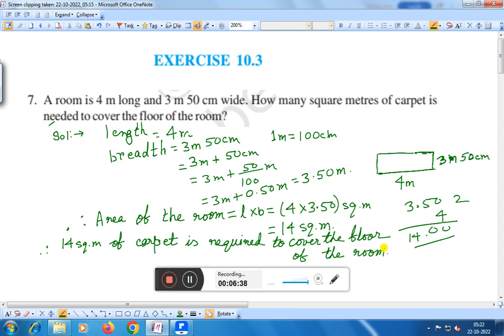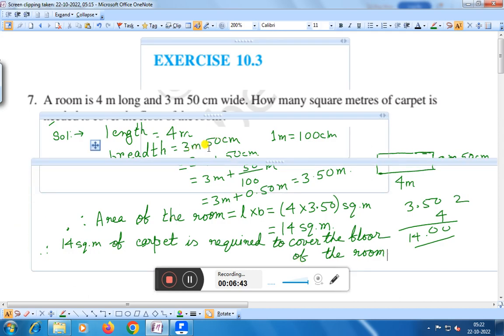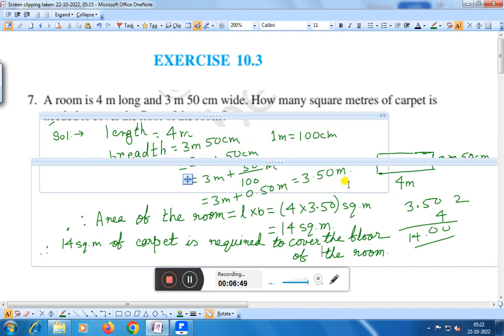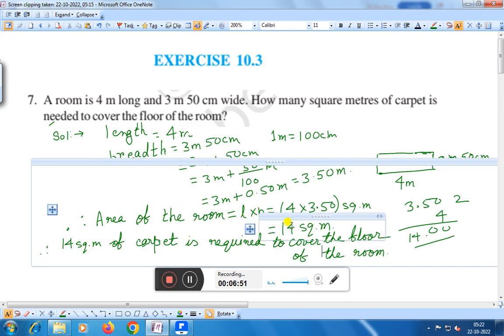Right. Now let us repeat once again that the length of the room is 4 meter, breadth is 3 meter 50 centimeter. You have to convert it into meter, that is 3.50 meter. And area of the room is length into breadth, that is 4 into 3.50. You are getting 14 square meter. Therefore, 14 square meter of carpet is required to cover the floor of the room. This is the solution of question number 7.